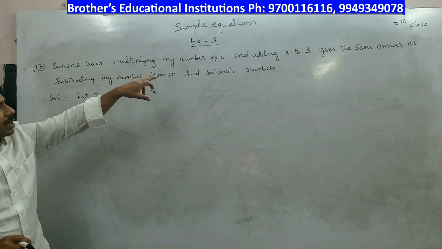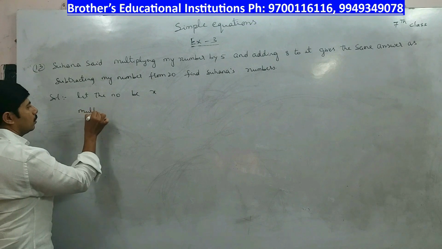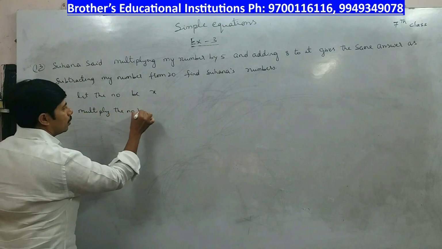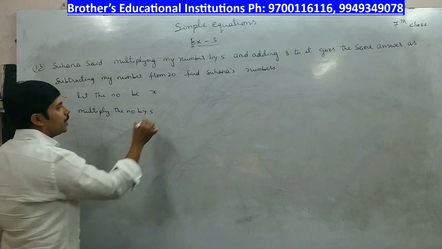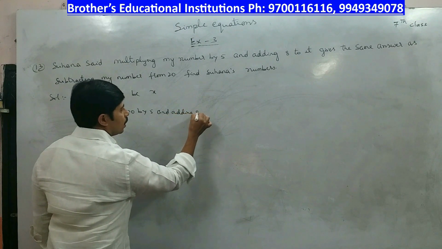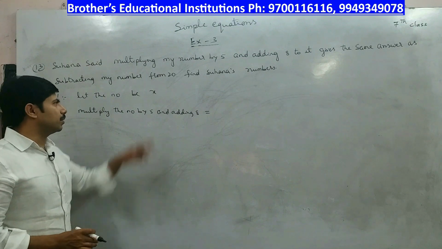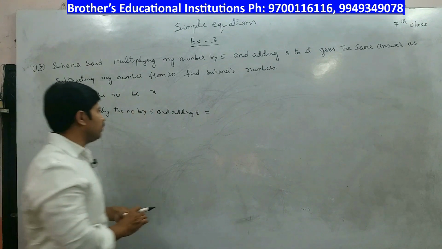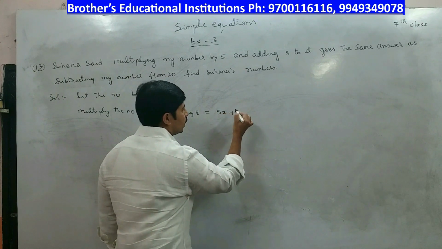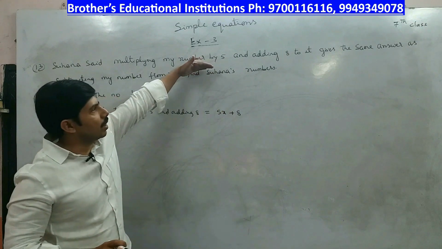Now after assuming that x, see, first: multiplying my number by 5 and adding 8. So how to represent this? The number is x, so we will multiply x with 5 and add 8. So we get 5x plus 8. Okay, 5x plus 8. We wrote up till here.